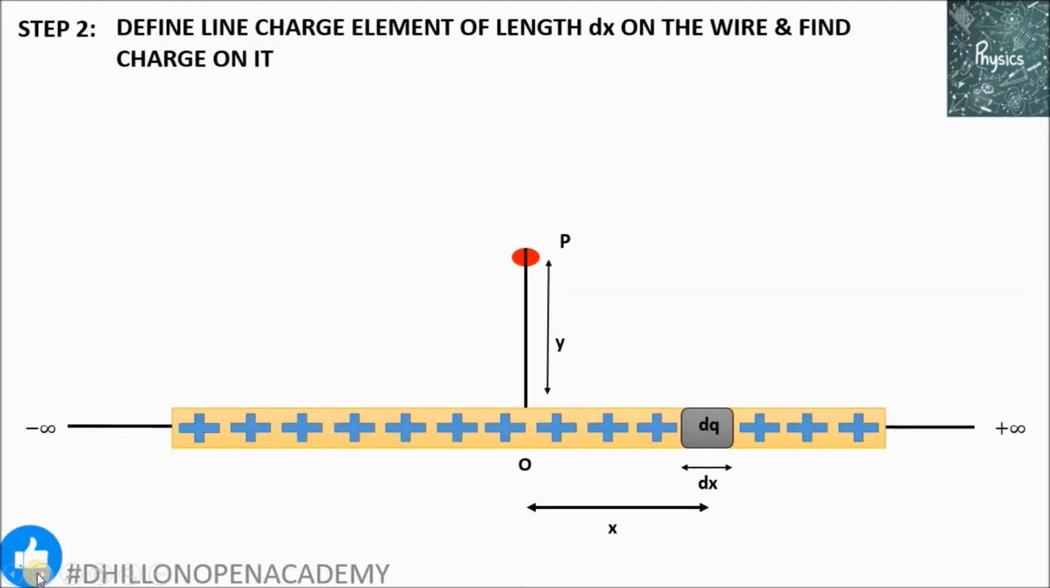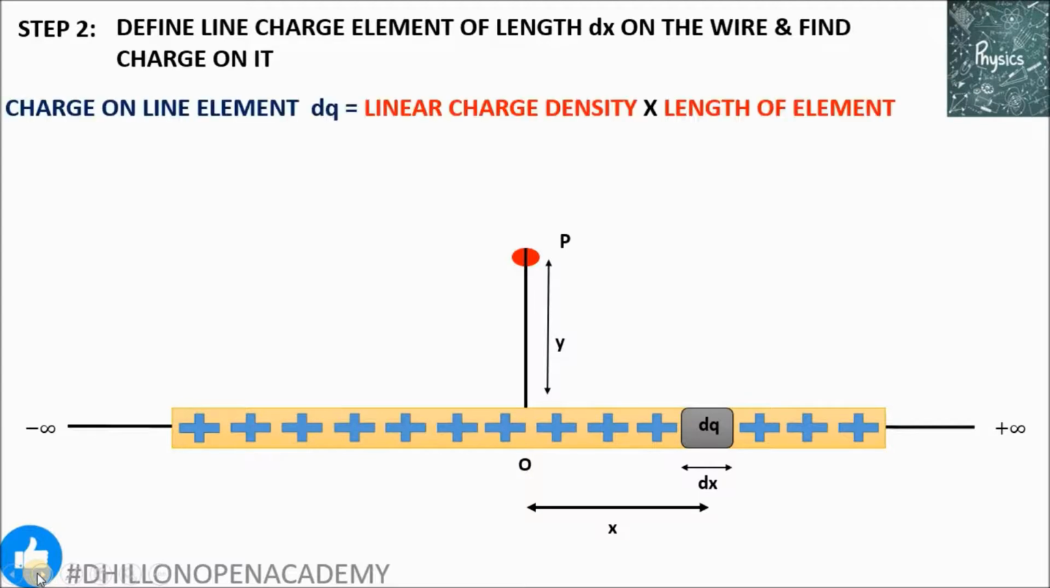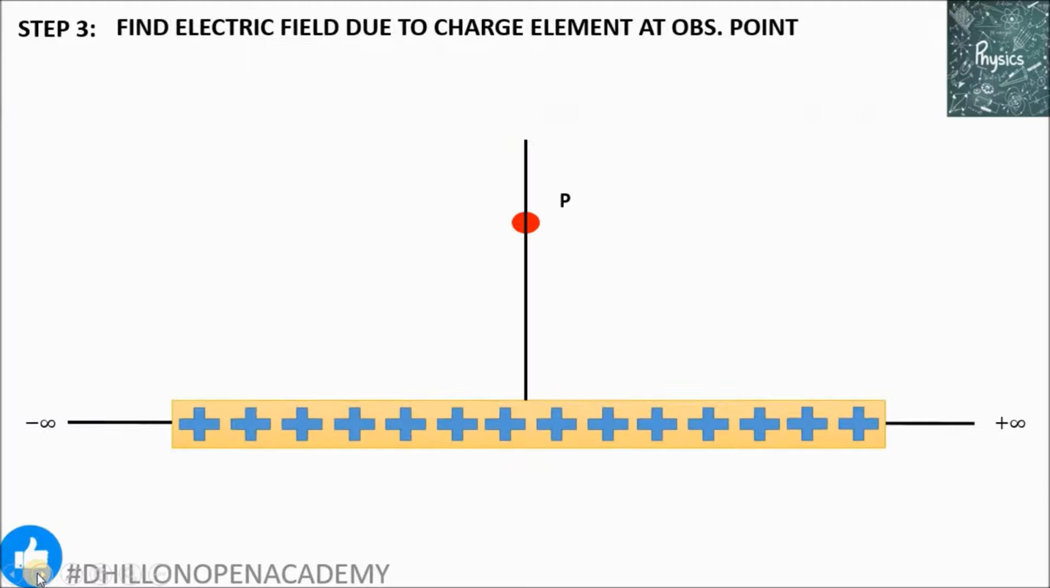It is present at a distance x. How much charge is present on it? For that we will make use of the definition of the linear charge density. Linear charge density was total charge divided by the length. So the charge on the element will be equal to linear charge density multiplied by the length of the element. That is, dq will be equal to lambda into dx. We already defined lambda, so dq becomes equal to Q by L into dx.